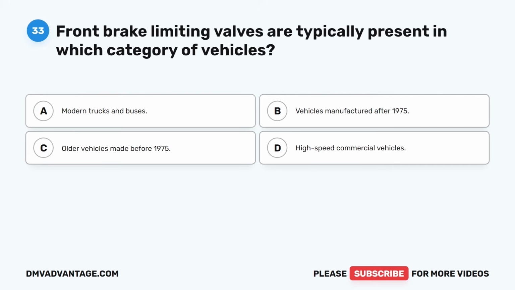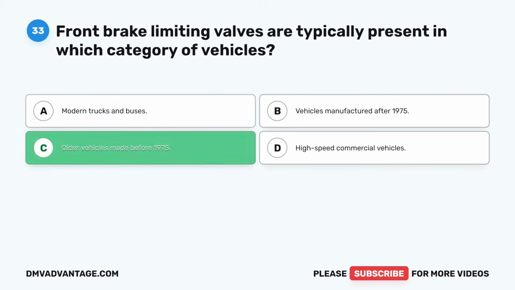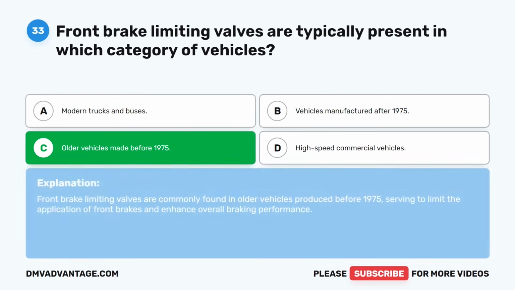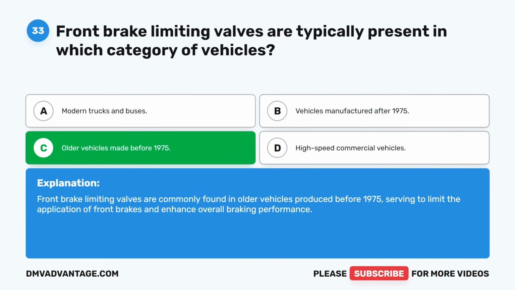Question 33. Front brake limiting valves are typically present in which category of vehicles? A. Modern trucks and buses. B. Vehicles manufactured after 1975. C. Older vehicles made before 1975. D. High-speed commercial vehicles. The correct answer is C. Older vehicles made before 1975. Front brake limiting valves are commonly found in older vehicles produced before 1975, serving to limit the application of front brakes and enhance overall braking performance.